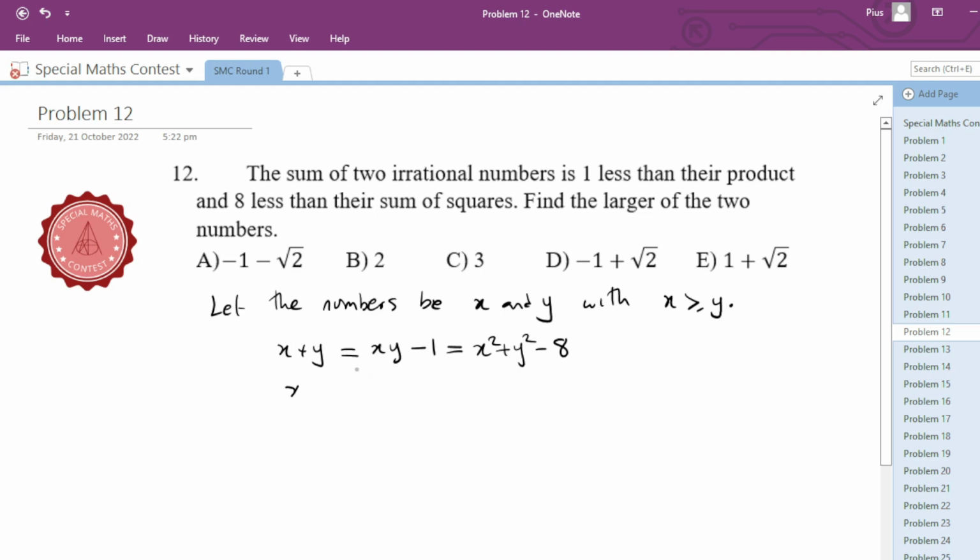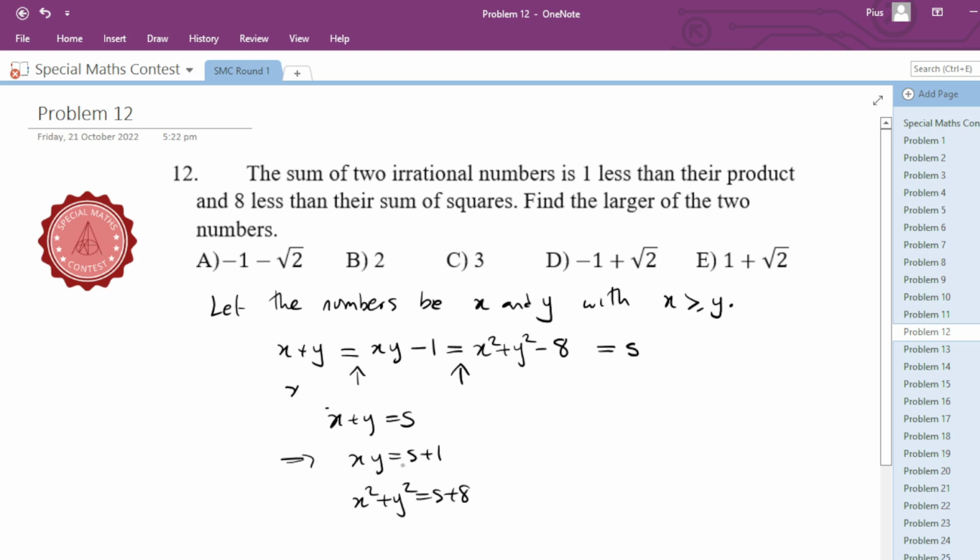Okay, so actually I have two equations here, and we have two unknowns, so it makes sense that we can solve this simultaneously. So let's call this number s, which is the sum. So we have x plus y is s. Then this will imply that xy will be s plus 1, and x squared plus y squared will be s plus 8.